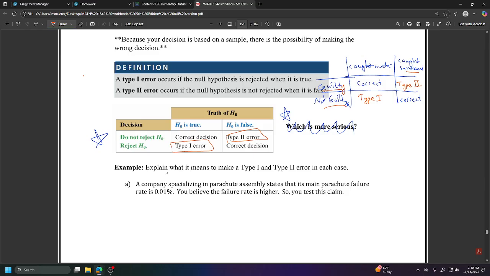6-7, right? No, I'm sorry. But like it's a tough call is really what it is, right? It's a tough call. So I don't really know if I could say one's more serious or not, but I could say that they're both not good.